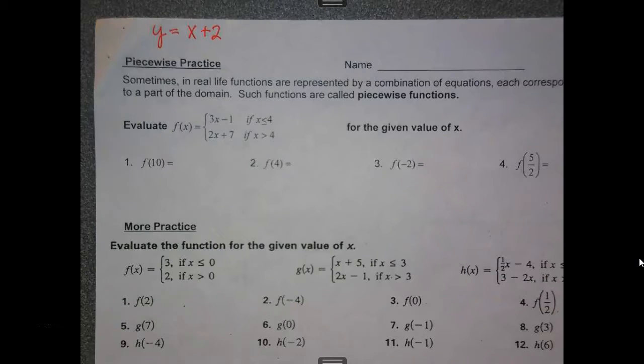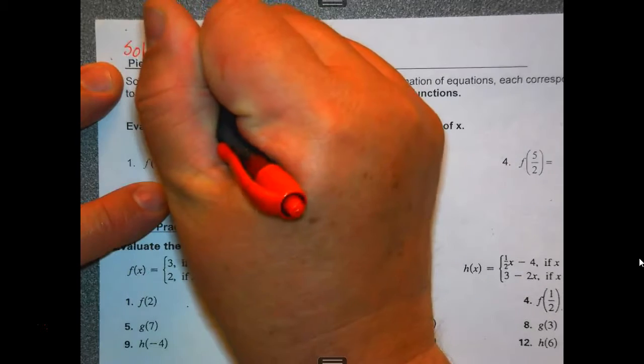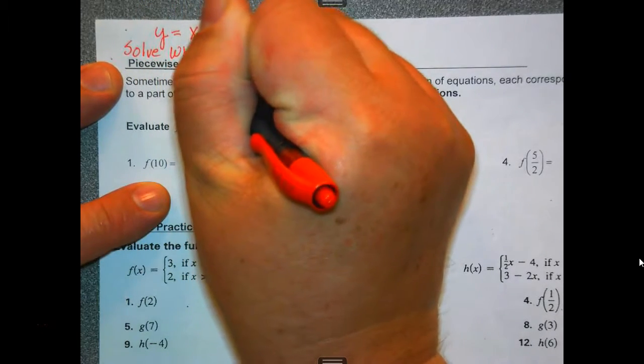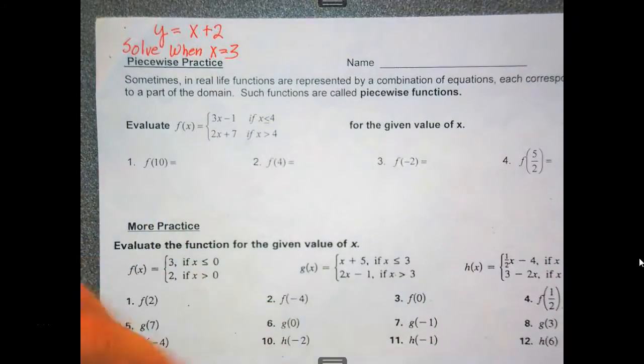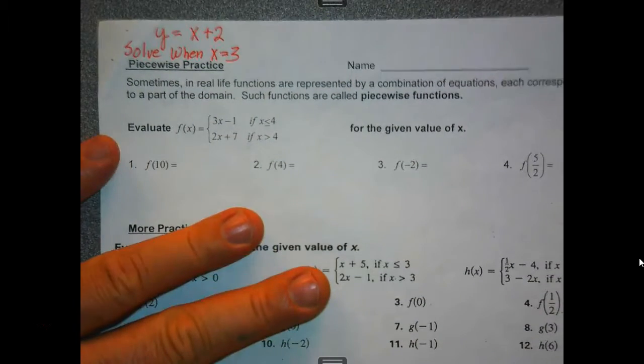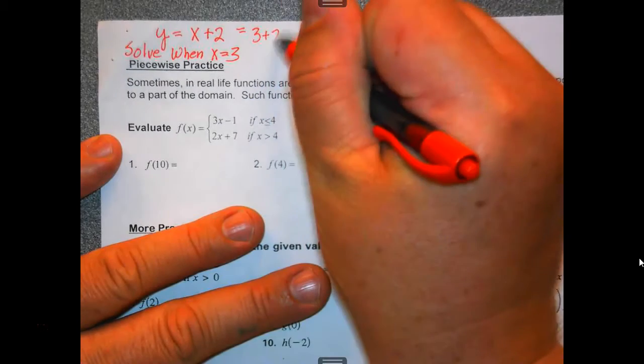To solve for y, we would say, go ahead and solve when x equals 3. Then you would take 3, substitute it back in for x, and you would get y equals 3 plus 2, which equals 5.